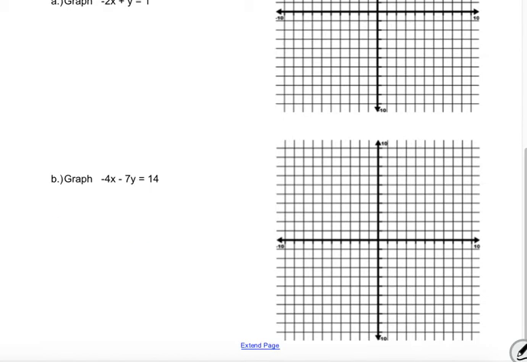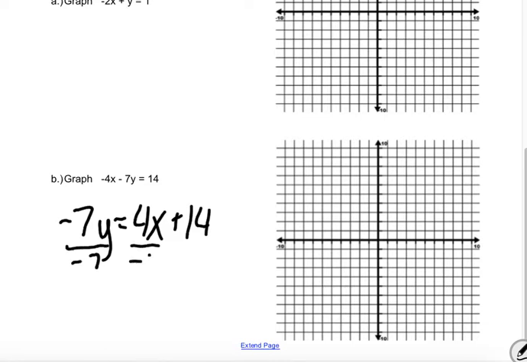On B, we have the same problem. It is not in slope-intercept form yet, so we will make it that way. We're going to add 4x over, which means I have negative 7y equals 4x minus 14. Y is not by itself, so I have to divide each part by -7. So y equals -4/7 x minus 2.